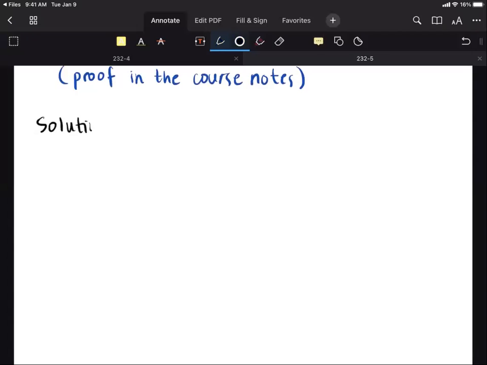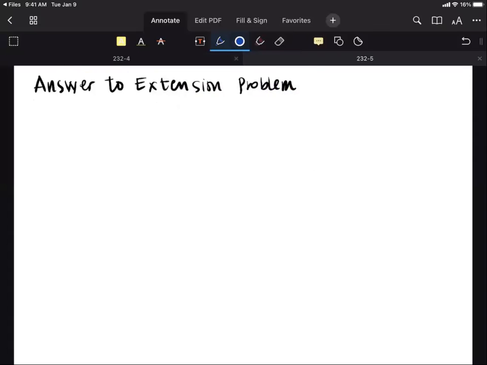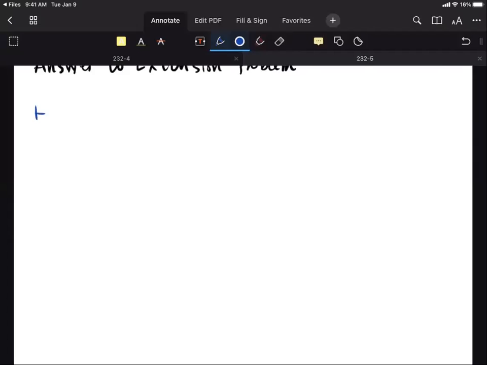Okay, so now let us consider our extension problem. So let's just say this is the solution, or the answer, to the extension problem. And in fact, these are two statements, but let me collapse them into one. So this is, let's say, the Caratheodory-Hahn-Kolmogorov theorem.